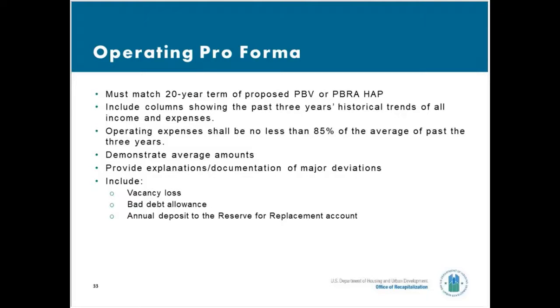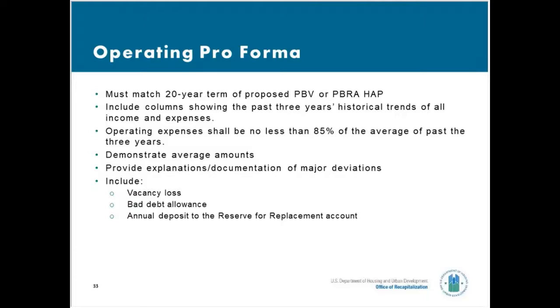There are some benchmarks that need to be satisfied, such as operating expenses shall be no less than 85% of the average of the past 3 years. So in one of those columns, demonstrate the average amounts and make it a little easier on us, so we won't have to calculate it ourselves. And if there is a major deviation, provide an explanation or documentation as to why these benchmarks are not being met.